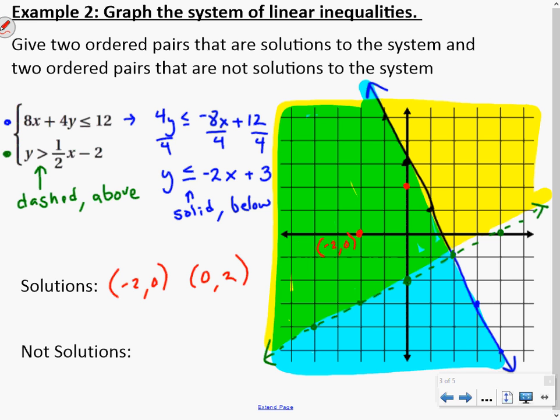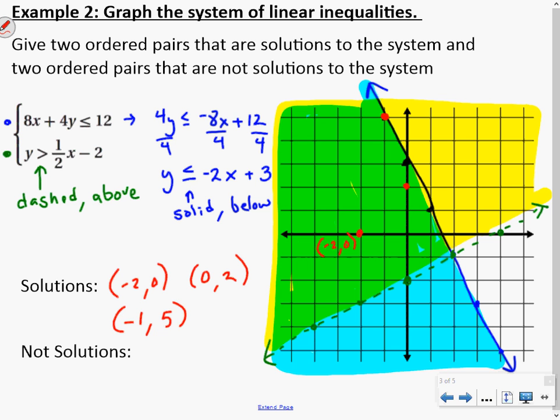And because part of this green shaded region is bordered by a solid line, we could also pick points on this solid line that would be solutions to our system. I can't pick a point that's on the dashed line, but I can pick points on the solid line, and those will be solutions to my system of inequalities. So that would be the point -1, 5.